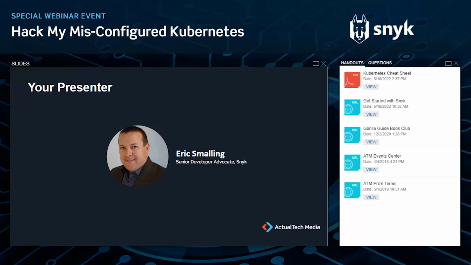And with that, let's get to today's fantastic content. So I've been teasing our speaker all throughout here, but I'm excited now to bring him on. We've got Eric Smalling, who's Senior Developer Advocate at Snyk. He's a real expert in Kubernetes security, and we're going to get to watch essentially over his shoulder as he demonstrates how misconfigured Kubernetes environments can be hacked. So now I'm going to turn things over to Eric.